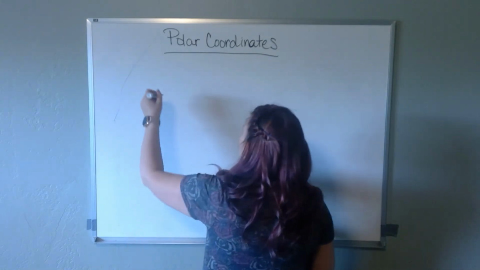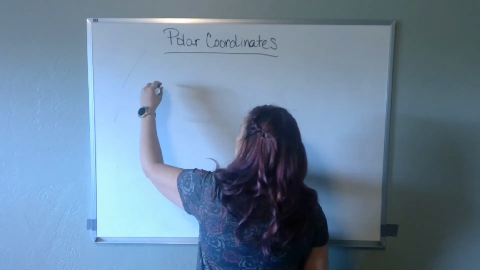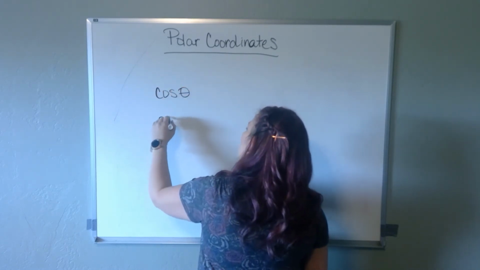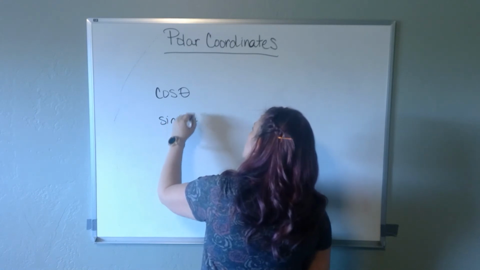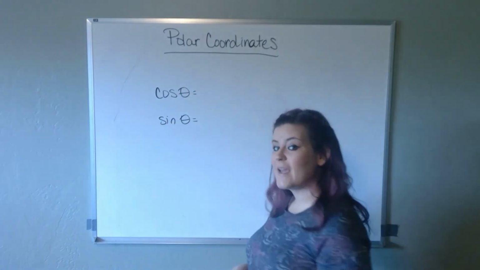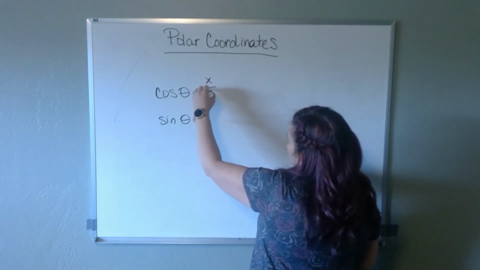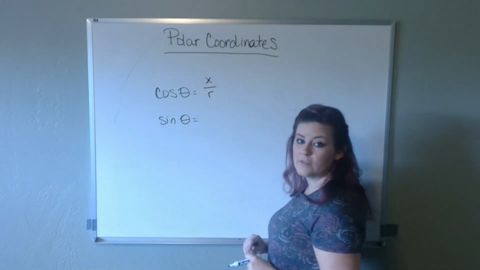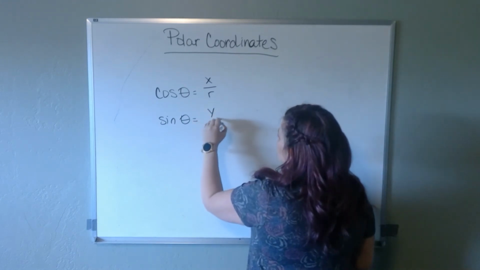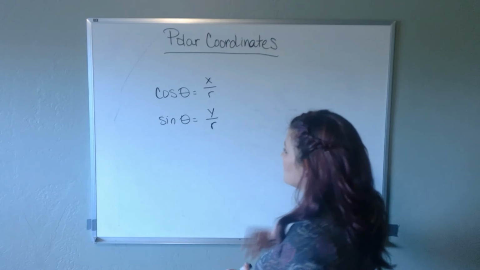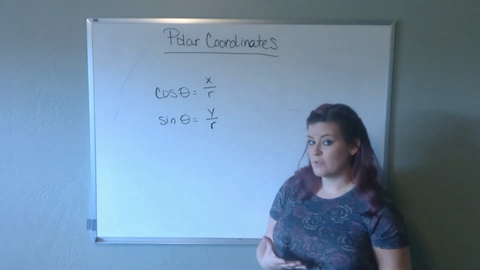Okay, so do you remember some basic trig ratios where we used x, y, and r? Remember that cosine theta is x over r and sine theta is y over r. We know this is true. We've used it multiple times.